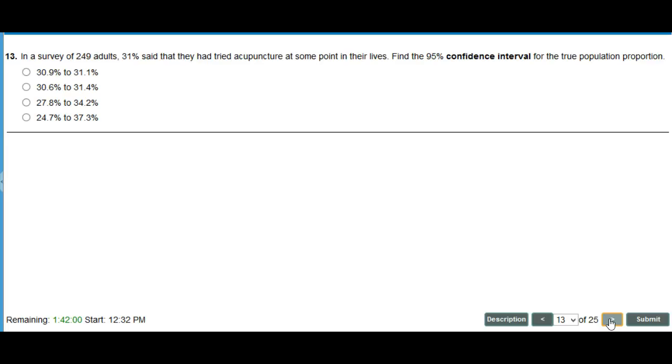30.9% to 31.1%. 30.6% to 31.4%. 27.8% to 34.2%. 24.7% to 37.3%.